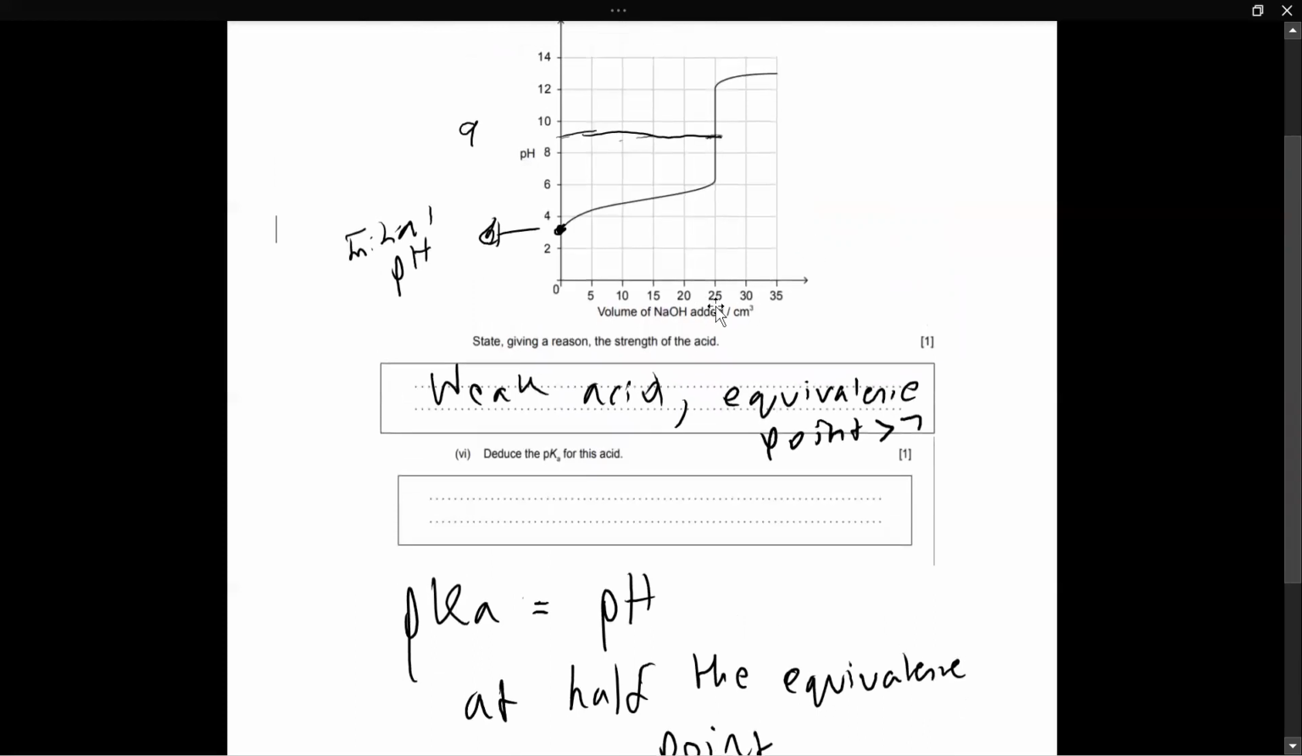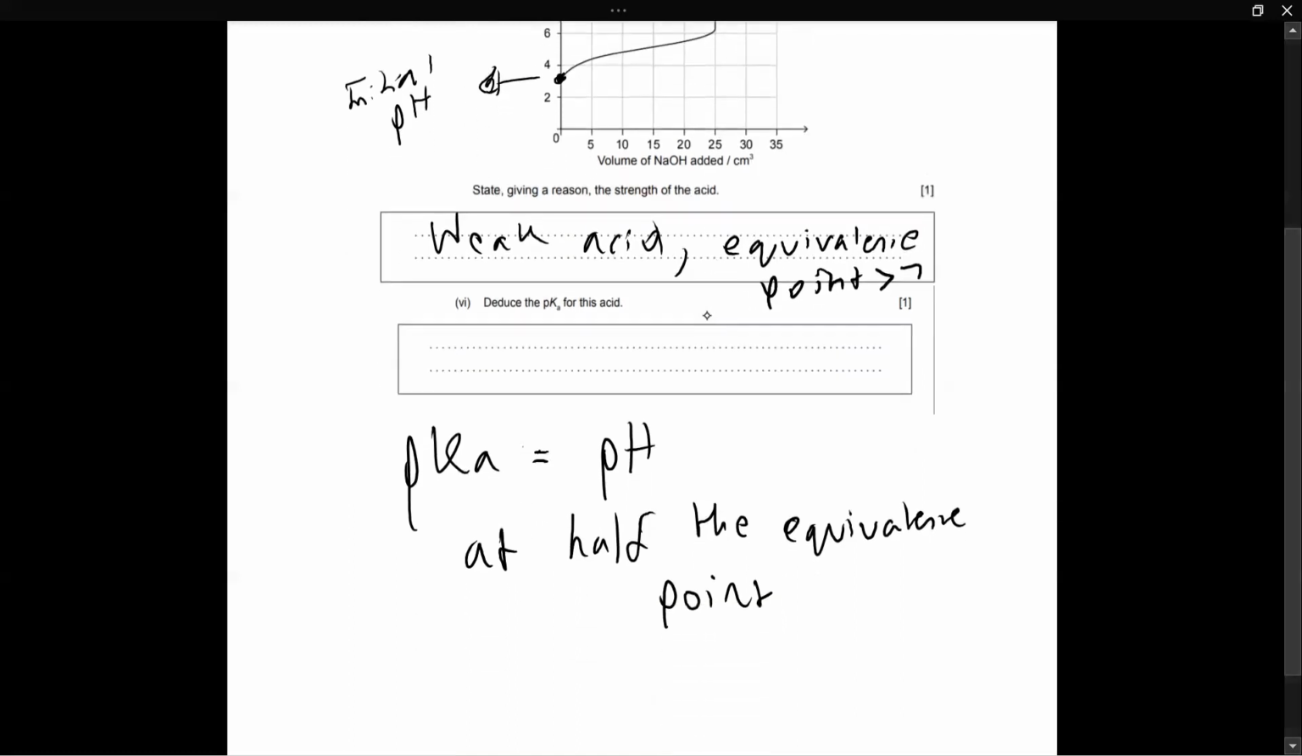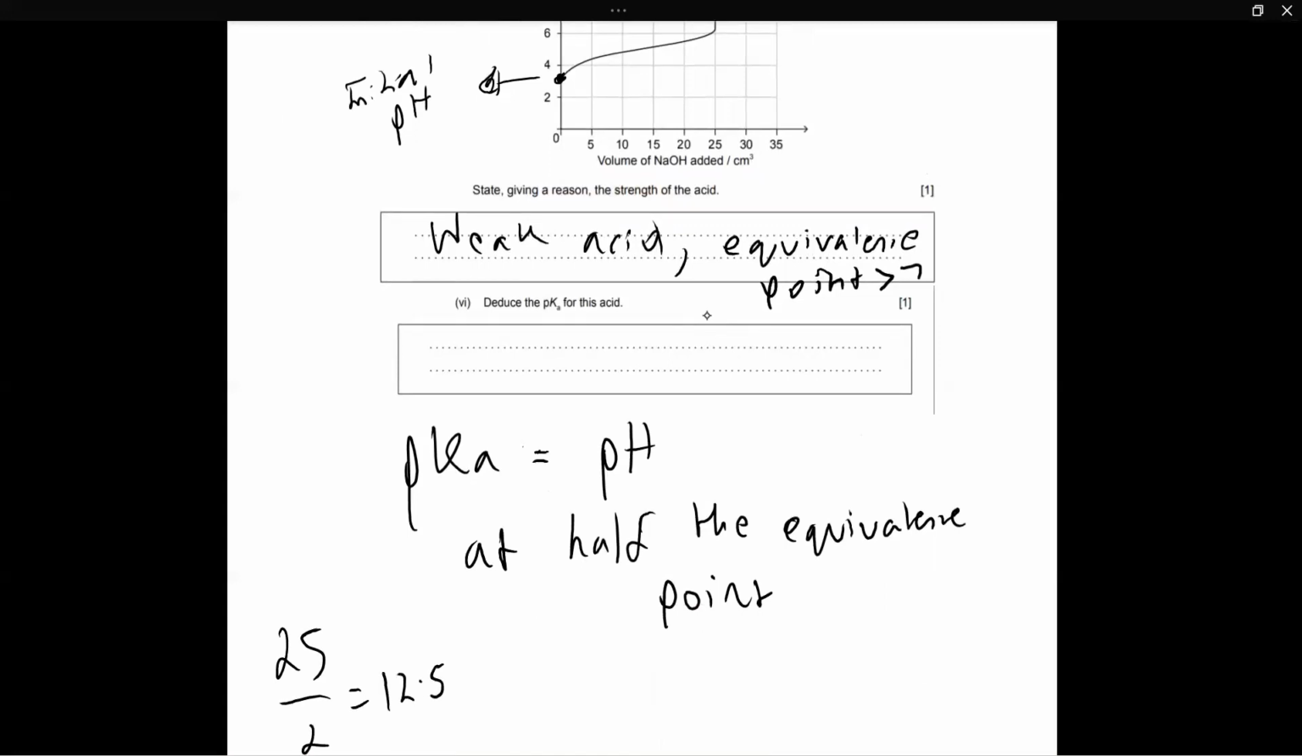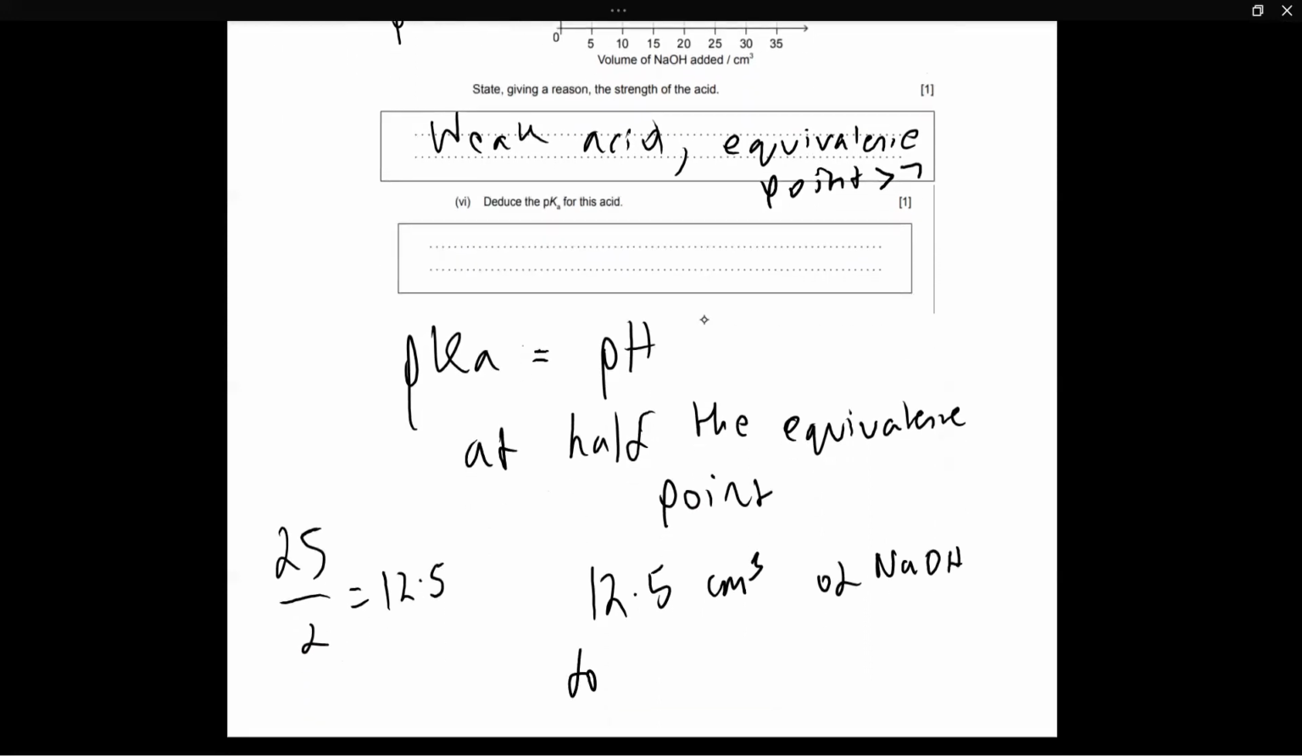If you need 25 centimeters cubed of NaOH to reach the full equivalence point, you would need half of that to reach the half equivalence point, correct? That makes sense, right? So that would mean that we need, what is 25 divided by 2? 25 divided by 2 is 12.5. So we would need to add 12.5 centimeters cubed of NaOH to reach the half equivalence point.